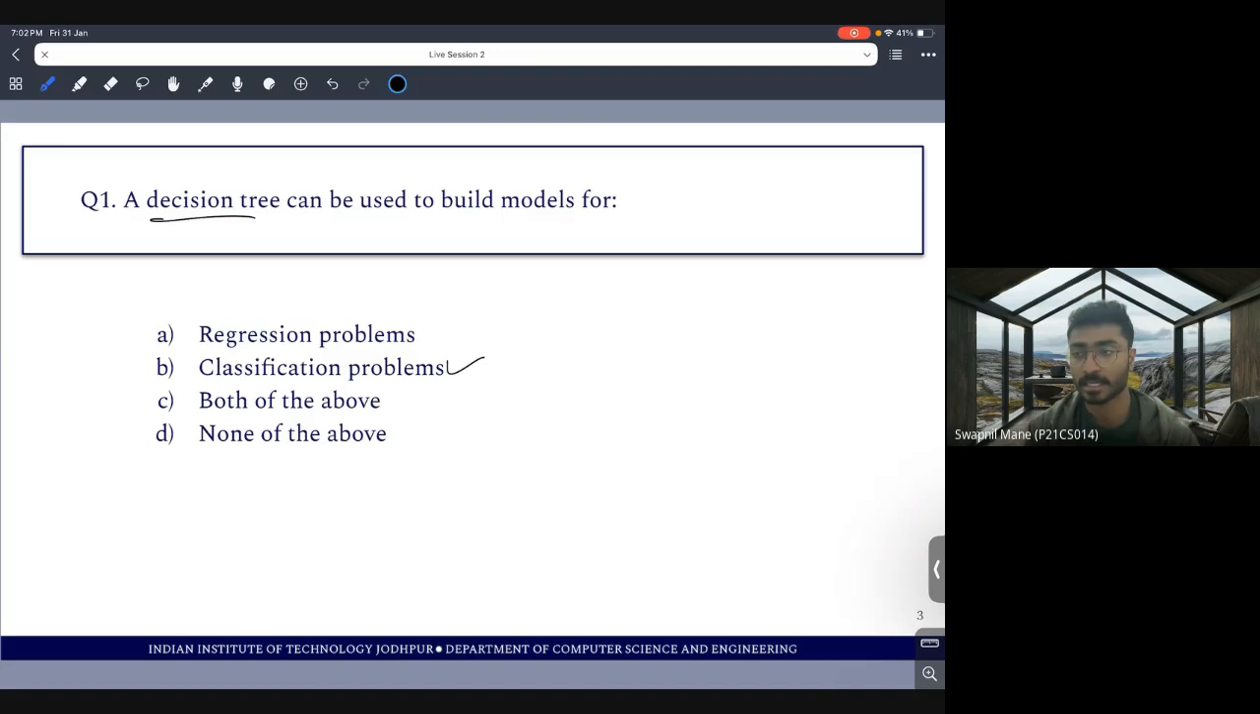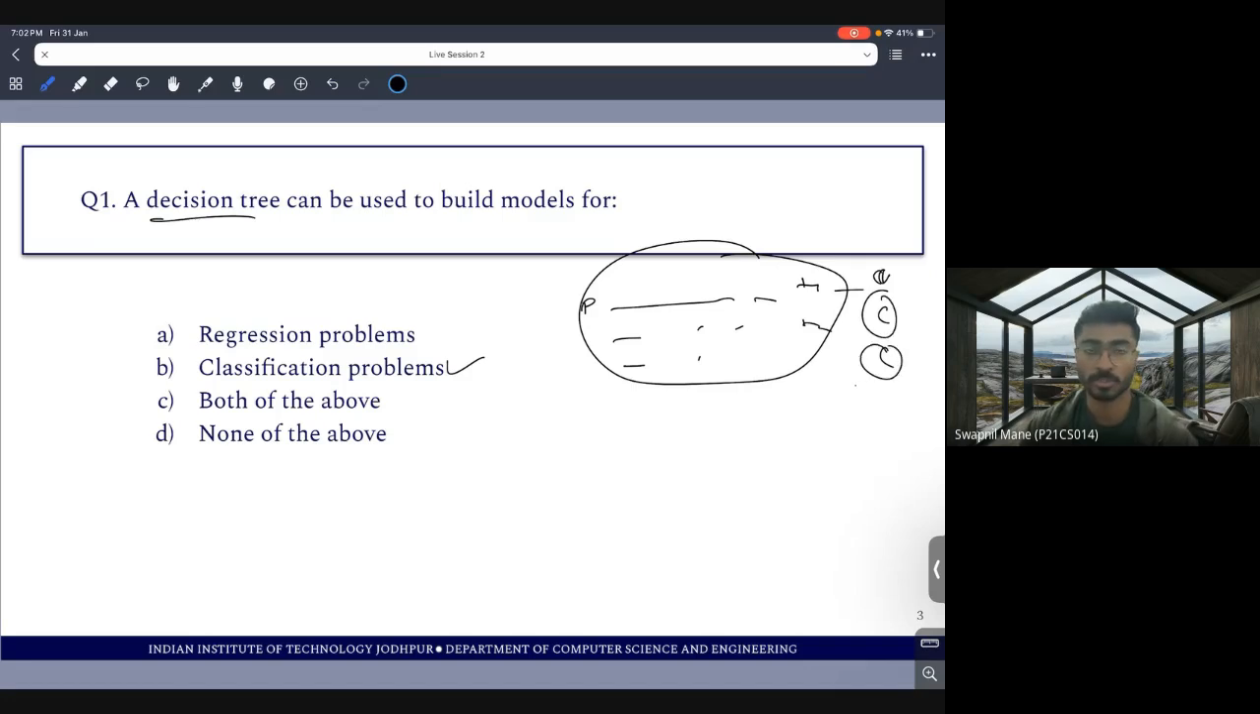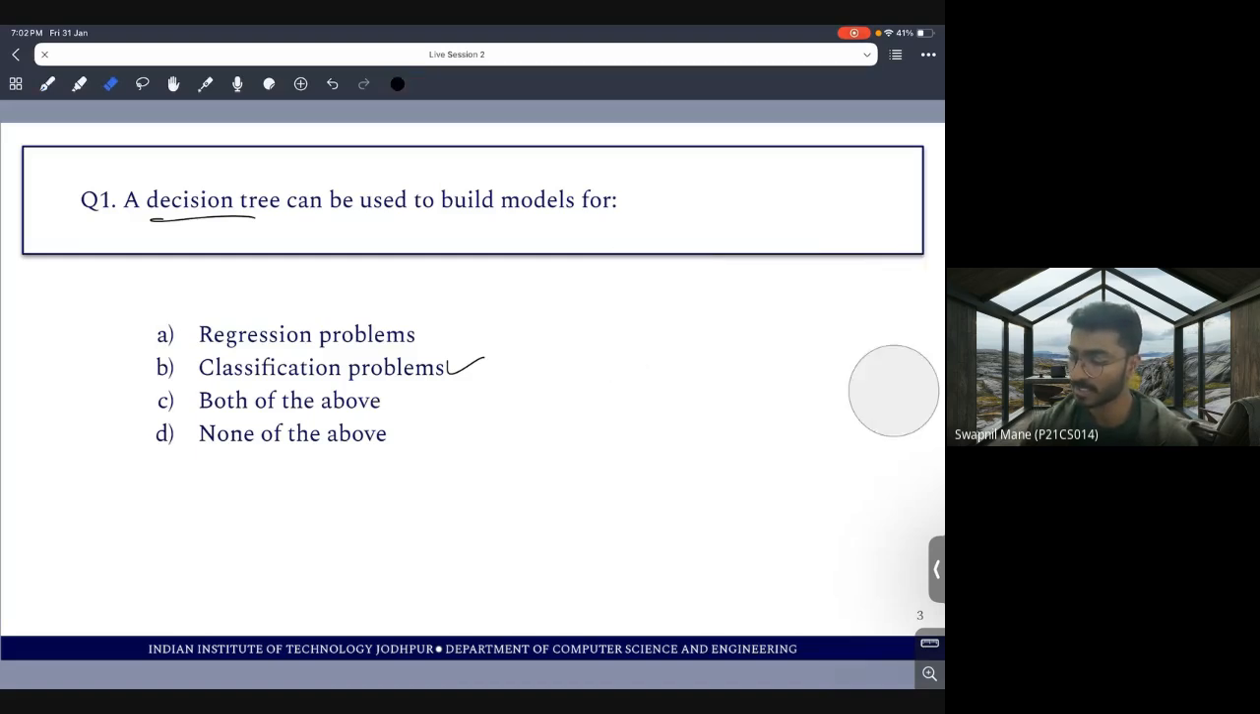Suppose you have product attributes, and the times t1, t2, t3, and at each time you have a cost, that is the product price, right? So you are using this data and trying to predict what could be the cost in the next time frame, right? So this comes into the regression task. For this regression task, the decision tree is also useful.